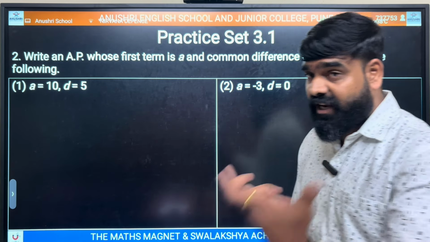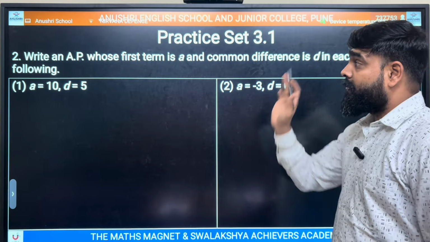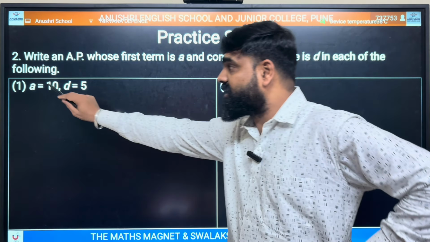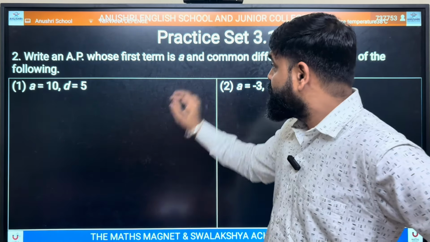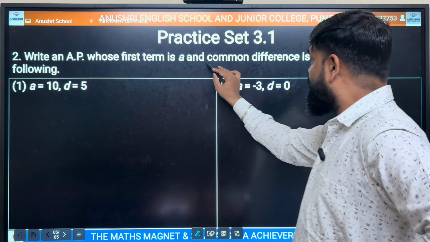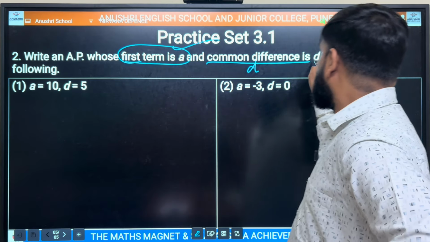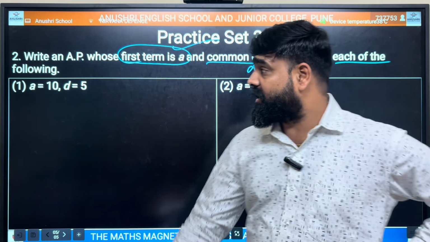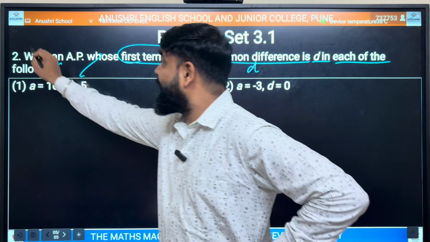The second type of question is: write an AP whose first term is a. They have given us the first term, which is known as small a, the first term of an AP, and we have the common difference, which is d. So in each of the following, they have given us the first term and the common difference, and we have to write an AP.